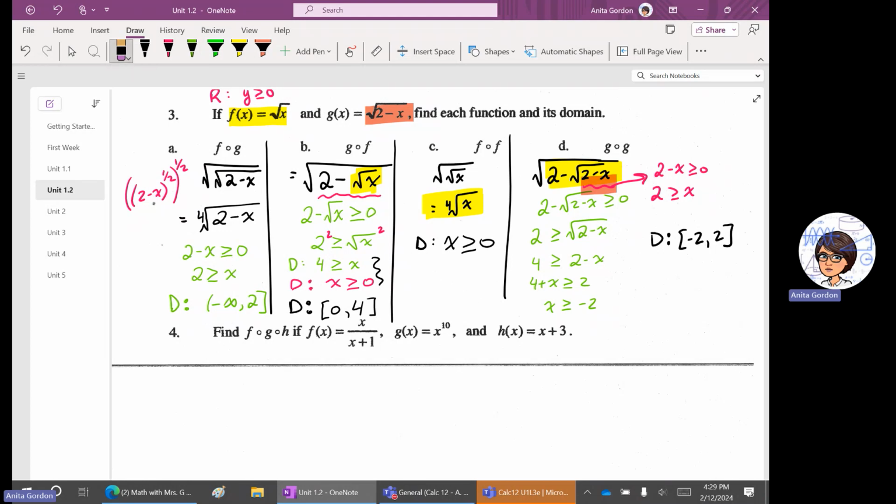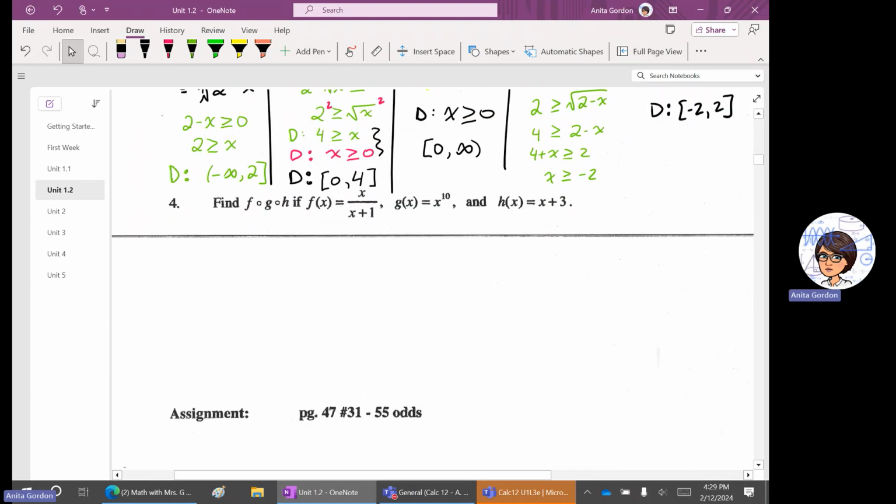We have a root of a root. X does need to be positive, so the correct way to write this in interval notation is it begins at 0 and goes off to positive infinity. I think I had written that one backwards. So I just wanted to correct that error from the previous video.